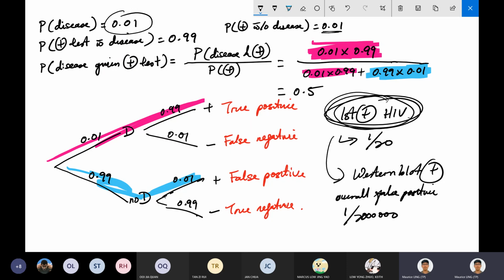Okay, so now we have that. How about question number 3? What's your answer? 50%, correct. Question number 3 is 50%. Okay, those at home here, 50%.